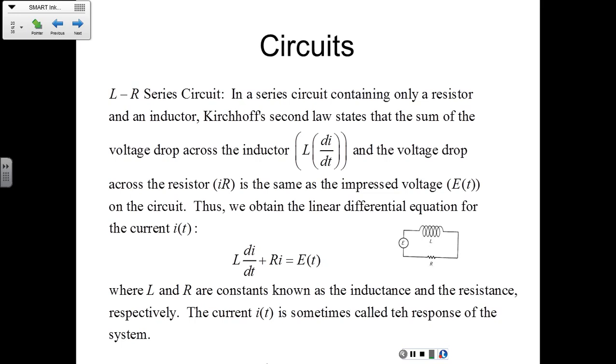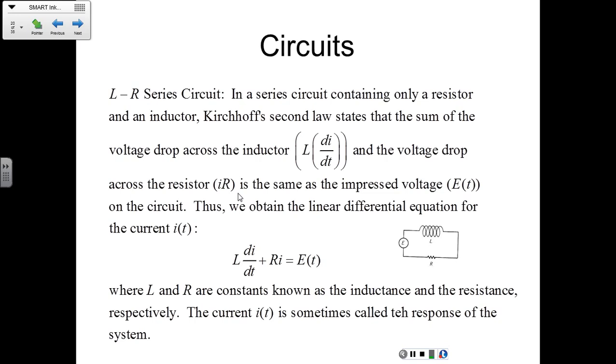Okay? So if you take this class in engineering school, you're probably going to see this setup, and what your teachers want you to get from this class is how to work the math part of it. So you're going to get that with me. In this problem, there's a difference between these two types of circuits. This is an LR series circuit. In a series circuit containing only a resistor and an inductor, Kirchhoff's second law states that the sum of the voltage drop across the inductor and the voltage drop across the resistor.